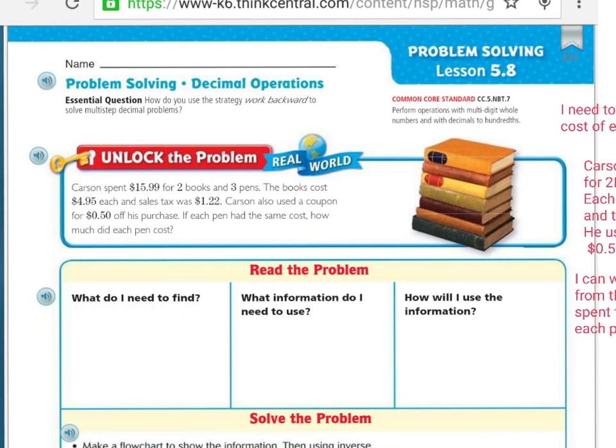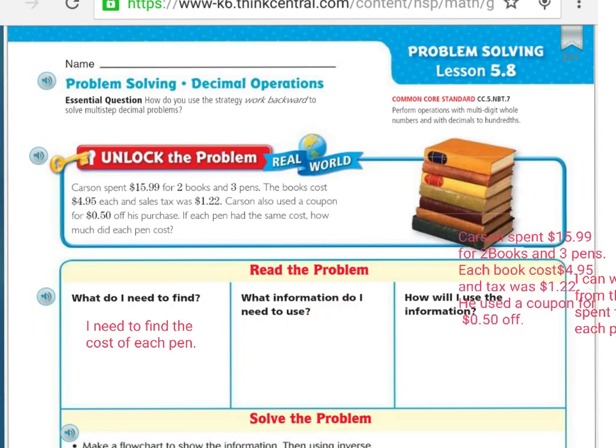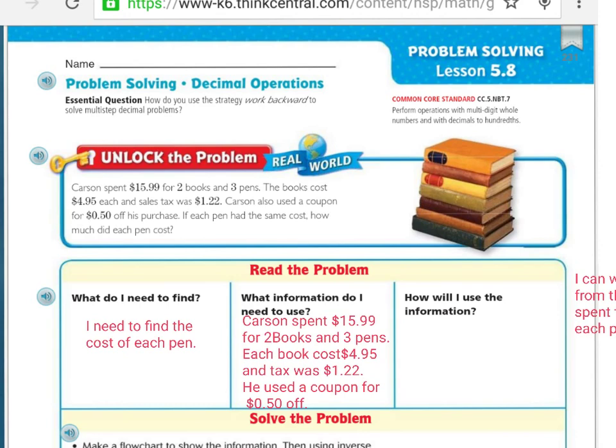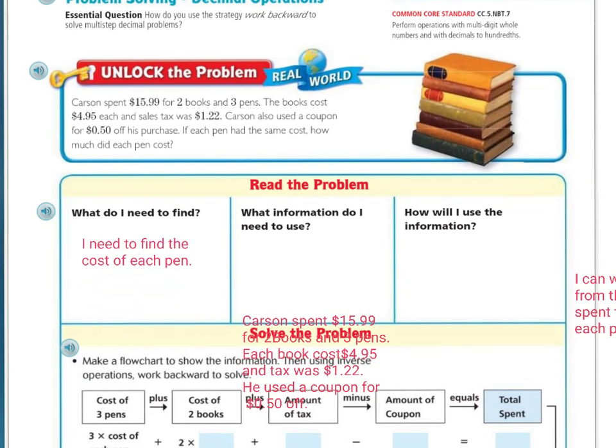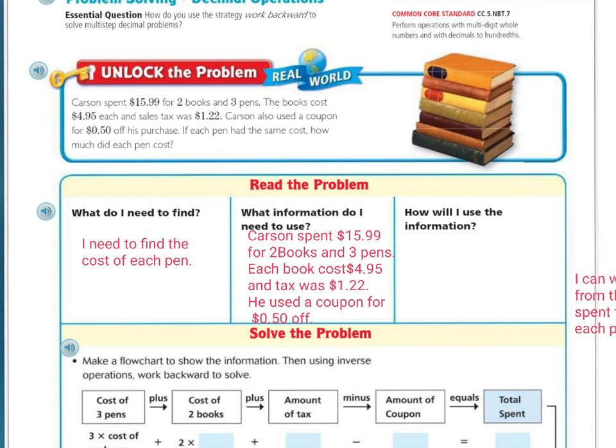So what do I need to find out? Well, I need to find the cost of each pen. What information do I need to use? What I'm going to need is the money that he spent, the $15.99 for the 2 books and the 3 pens. And I know that each book cost $4.95, so that's going to be important. And I know the tax was $1.22. And I know that he used a coupon that was for 50 cents off. So all of those things are going to be important.